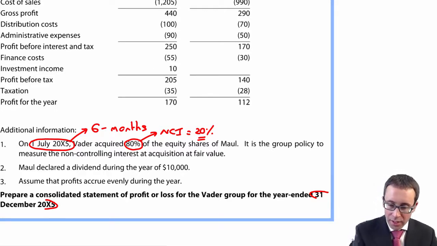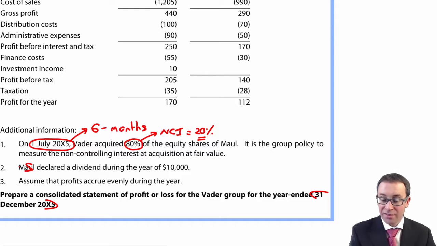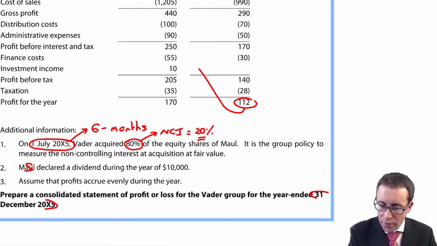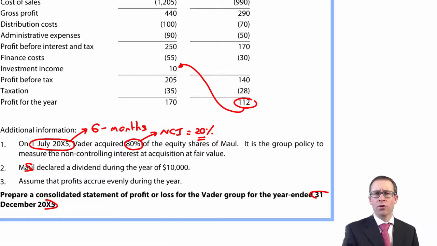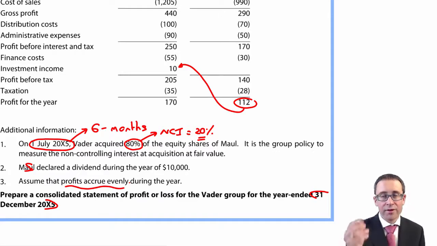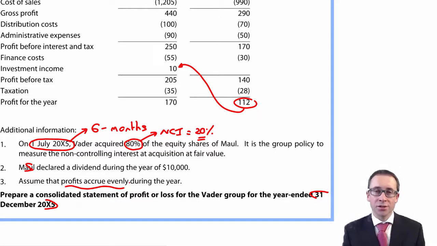It then says in number 2, MAL declared a dividend. So MAL is the sub. Is it there of $10,000? So that $10,000 dividend has come from S's profits, and that will have been recorded in the investment income. But we will have recorded our share of it. Our share is that 80%. We will therefore need to remove that, because if we don't, we will be double counting that figure. And again, you can always identify a mid-year acquisition, because if the profits accrue evenly, you are then assumed to prorate them.